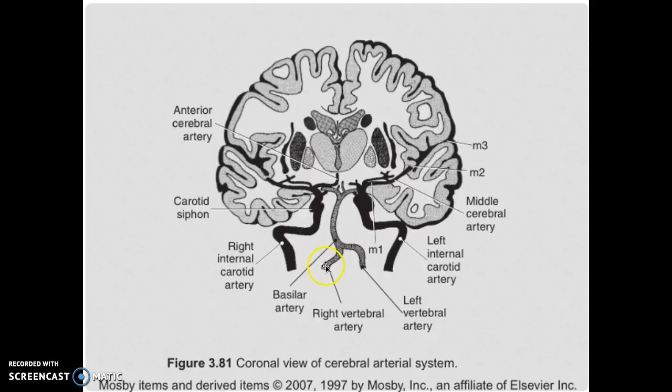So coming up, you can see your right and your left, I'll call them the verts. You'll hear me just refer to the verts, right and left verts. They go up into the basilar artery. Here you can see we have the left and the right internal artery. They come up, and then you can see your middle cerebral artery, and coming up front is your anterior cerebral artery.